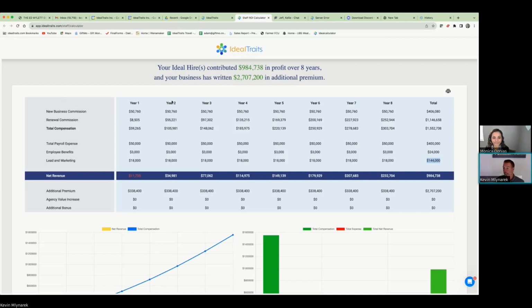We'll look at year one. Year one is where you are correct. The average agency is saying, I feel the pain, I can't afford it. And I get it, because there is a deficit. Sometimes there's a positive, depending on your numbers. Sometimes it's a break even. Usually it's real close to a break even. In this case, we have $11,700 deficit.